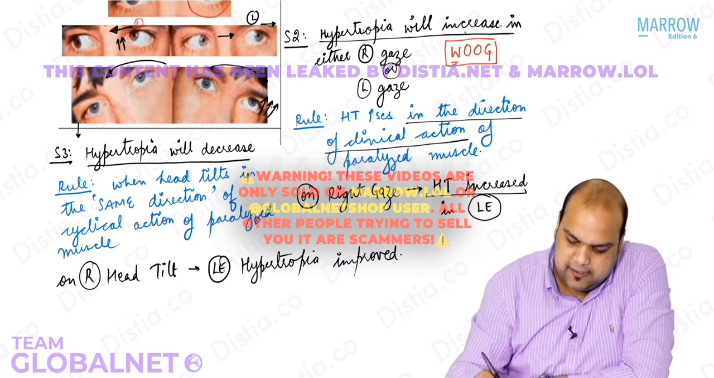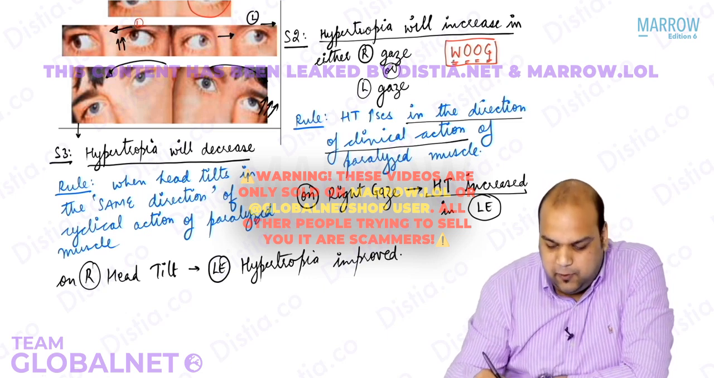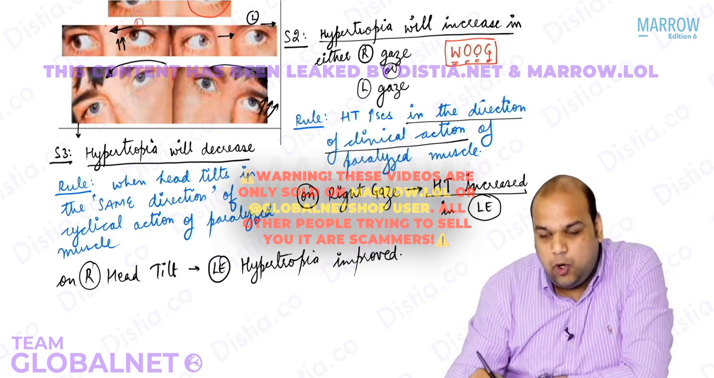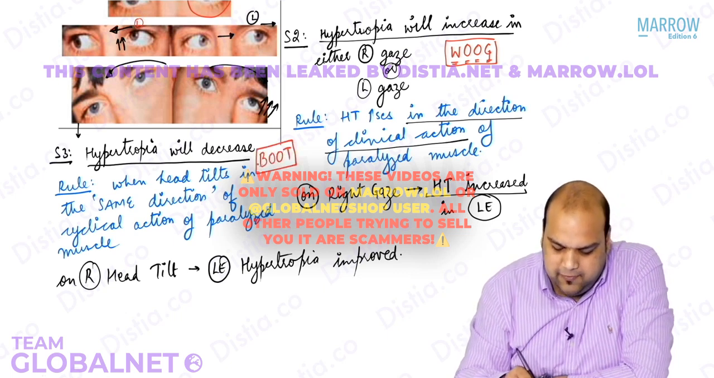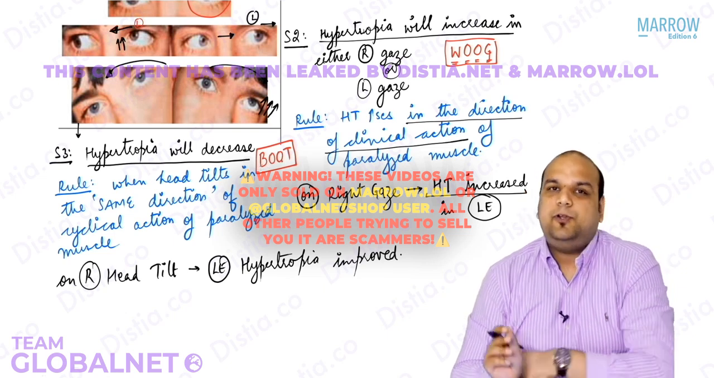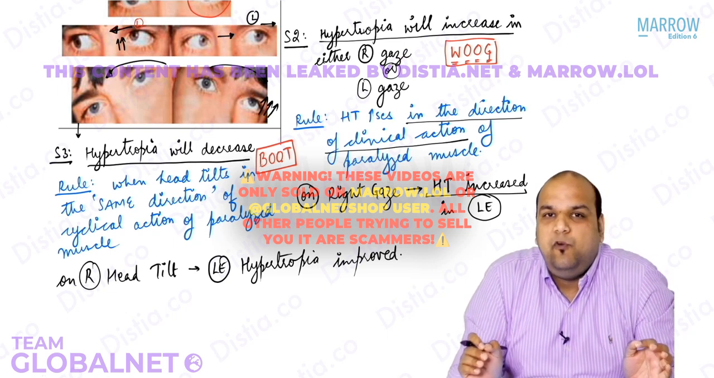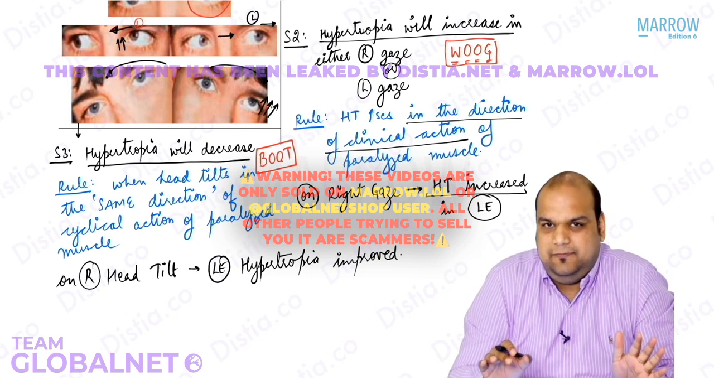Hypertropia is worse or increases on opposite gaze. Okay. Hypertropia increases, worse on opposite gaze. And step 3, boot. Hypertropia will become better on opposite tilt. Okay. So for superior oblique, it is very easy. You remember VOOG and boot. Worse on opposite gaze, better on opposite tilt.